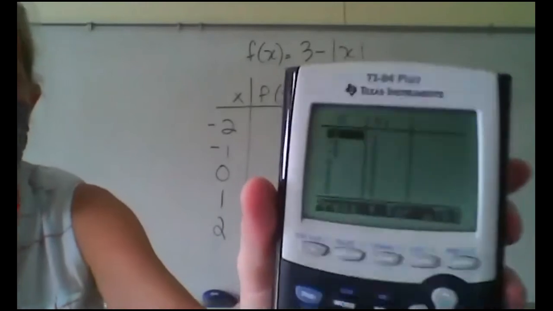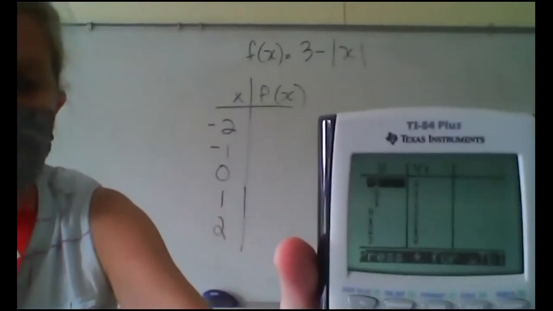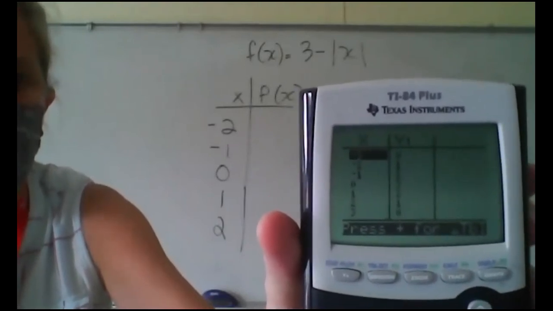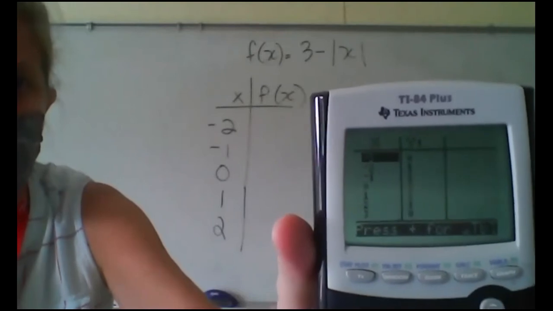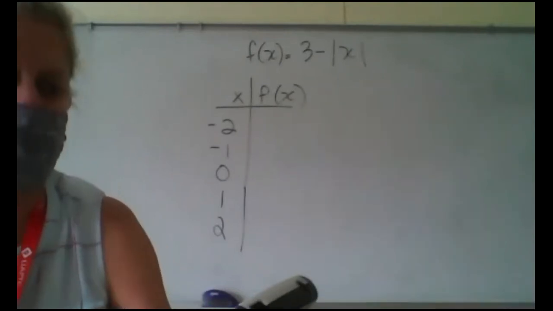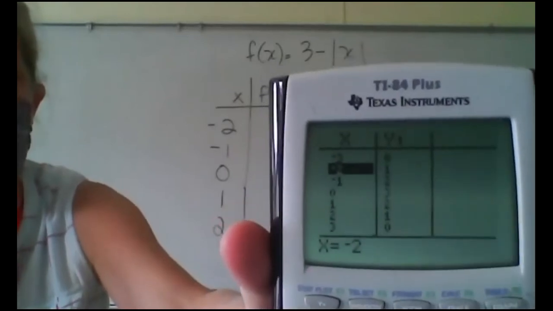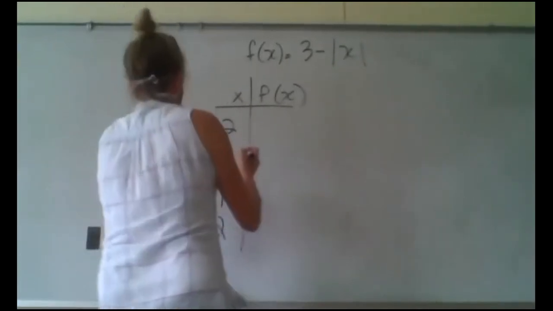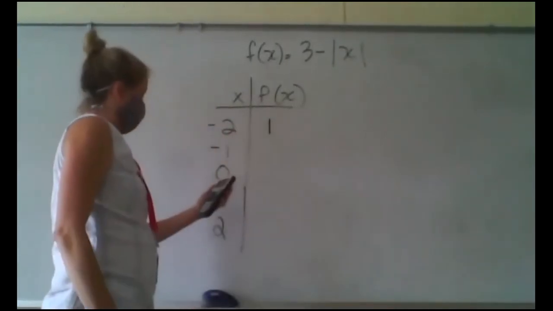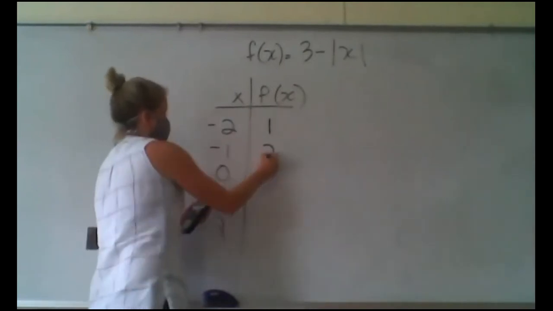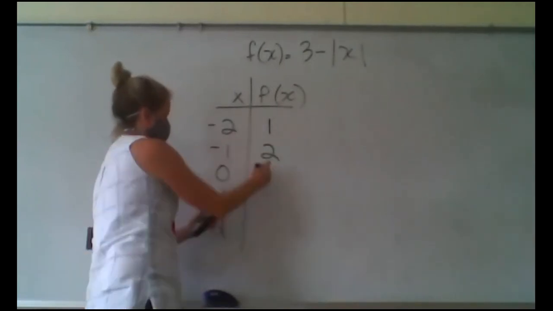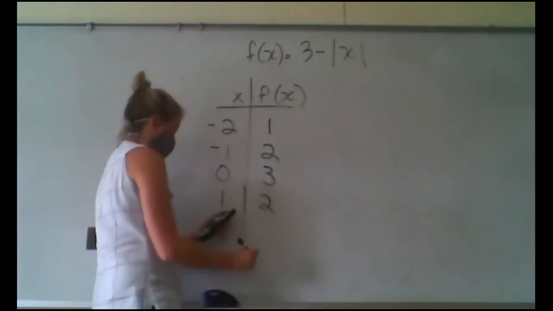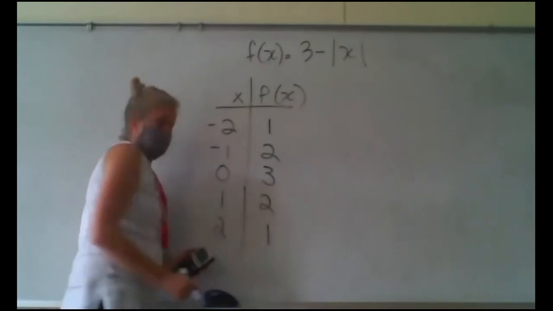Now, I'm going to go to my second table again, because I need to fill out that chart. The first thing I need to know is what is the y when my x is -2. So there's my -2. The y that goes with it is 1. And then just go down that chart essentially. When x is -1, my y is 2. When x is 0, my y is 3. When x is 1, my y is 2. And when x is 2, my y is 1.